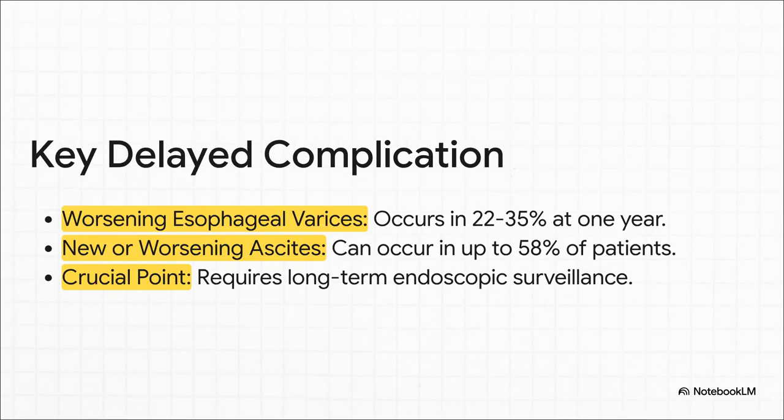Okay, now this brings us to the crucial long-term trade-off. Remember, we just blocked a major outflow shunt. So yes, that successfully treats the gastric varices, but what it does is increase the overall pressure in the entire portal system. And because of that, patients are at a high risk for developing new or worsening esophageal varices and ascites. This means that post-procedure endoscopy isn't just a good idea, it is absolutely mandatory.